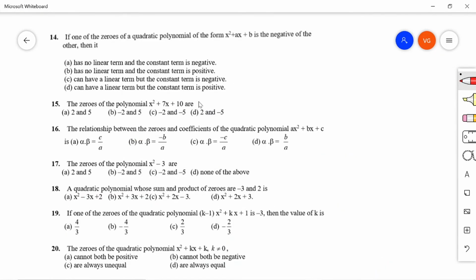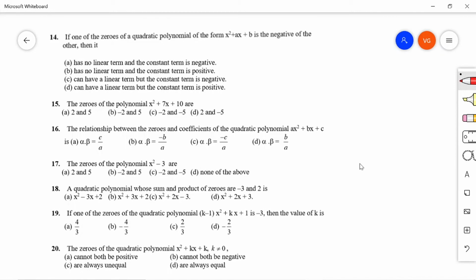Question number 14. If one of the zeros of a quadratic polynomial of the form x squared plus ax plus b is the negative of the other, then it has no linear term and the constant term is negative. It has no linear term and the constant term is positive. Can have a linear term and the constant term is negative. Can have a linear term but the constant term is positive. So like this they have given options. Let us see.